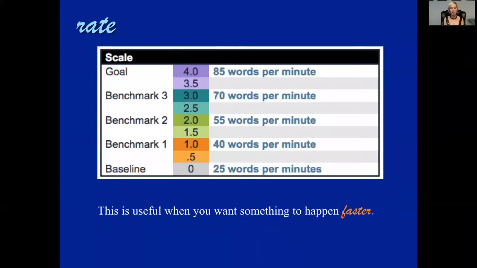Next is rate. So many of the goals that we have are not time sensitive, but there are a few where rate is important. And one of the ways that we measure reading fluency is words per minute read. And so we might measure a student's words per minute read.